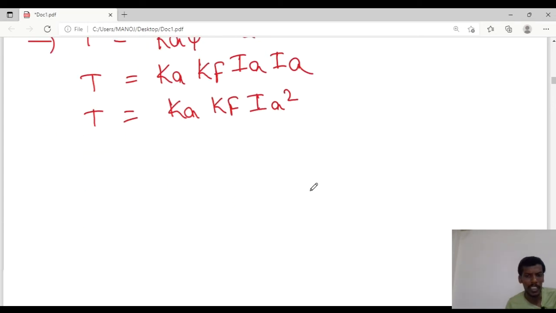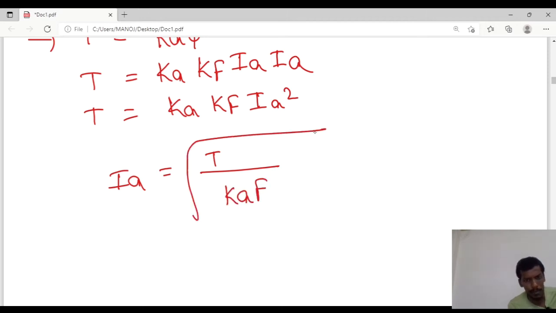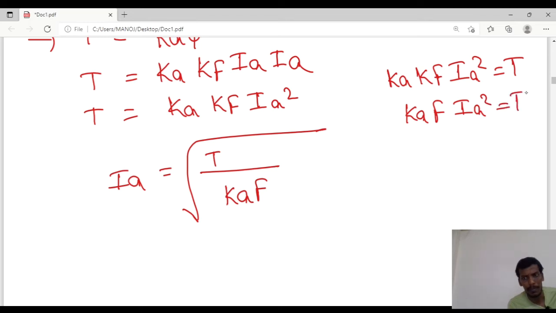From this, if I make Ia the subject, Kaf Ia square equal to T, so Ia equals the square root of T by Kaf. This is the Ia value.